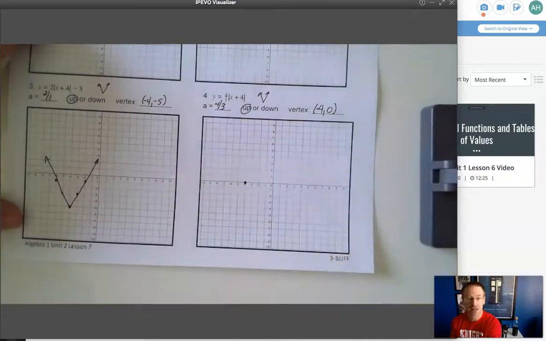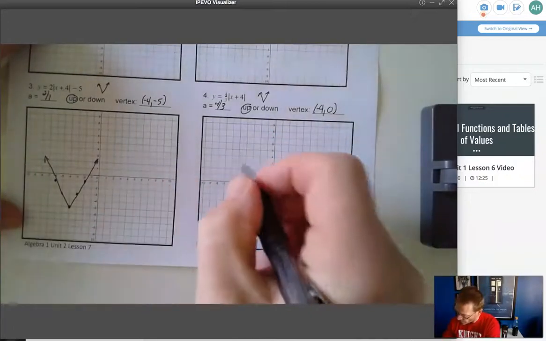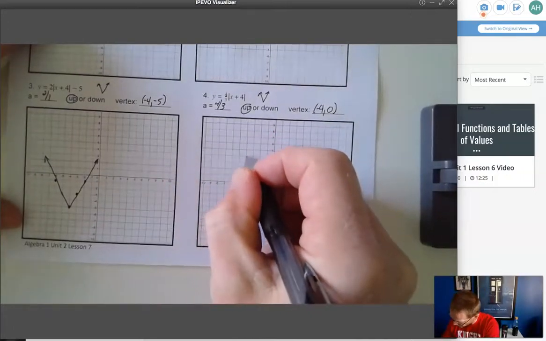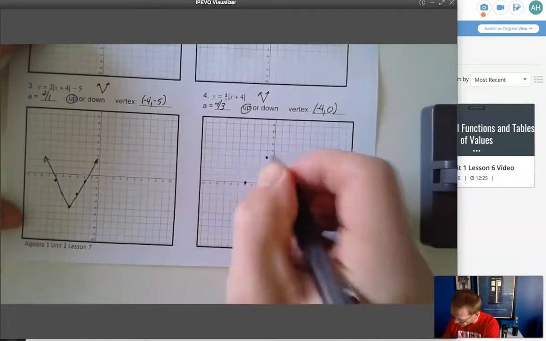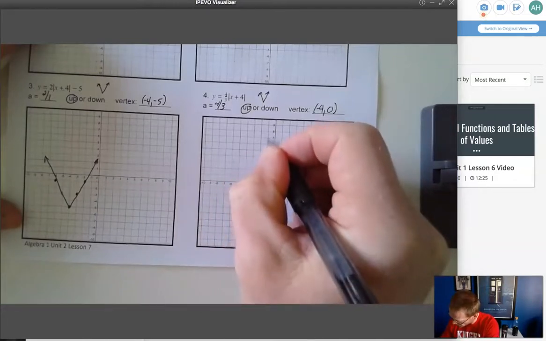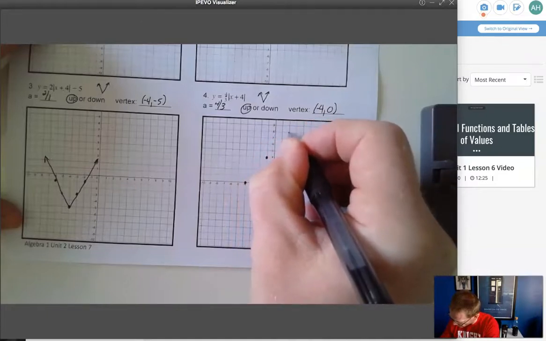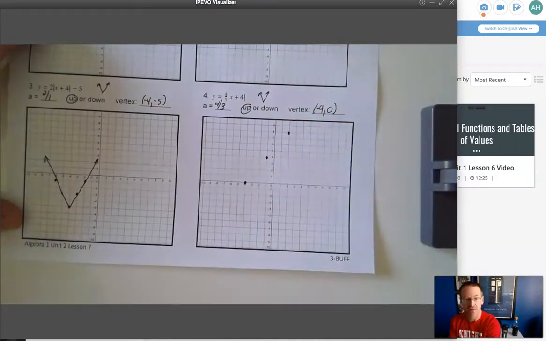Once again, I'm going to do my slope of 4/3. So up 1, 2, 3, 4, to the right 1, 2, 3. I'm going to do that one more time. Up 1, 2, 3, 4, to the right 1, 2, 3. All right, so there's half of our V.